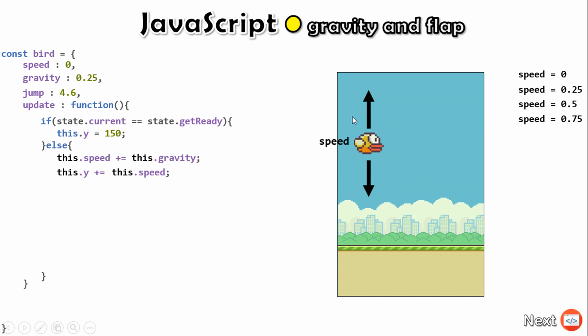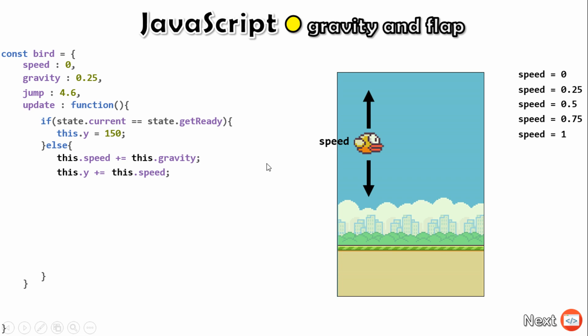Let's say our bird just escaped from two pipes at the top of the canvas, then suddenly two other pipes showed at the bottom of the canvas. So the bird must go from this place here to this place here in a short time. So that's why we need our bird to go to the bottom faster.